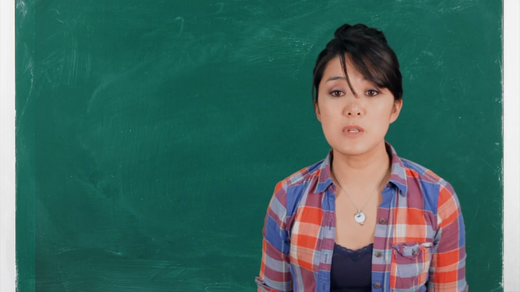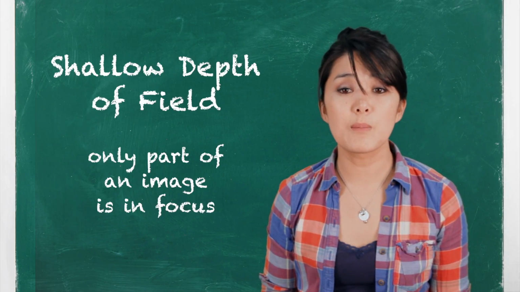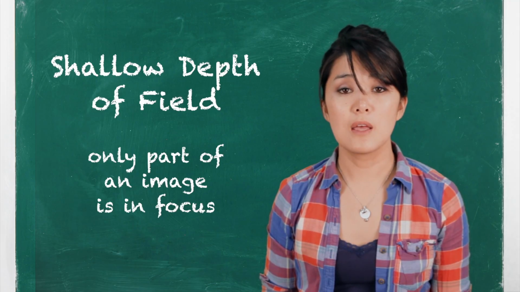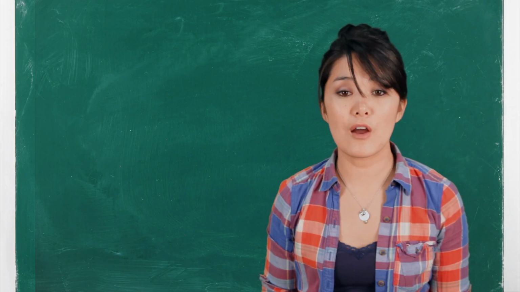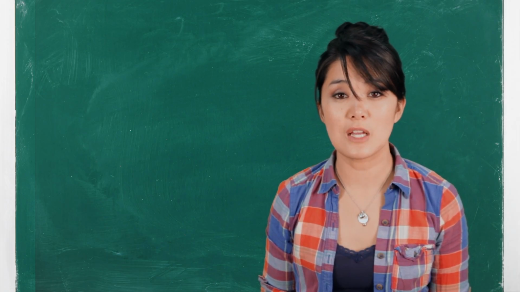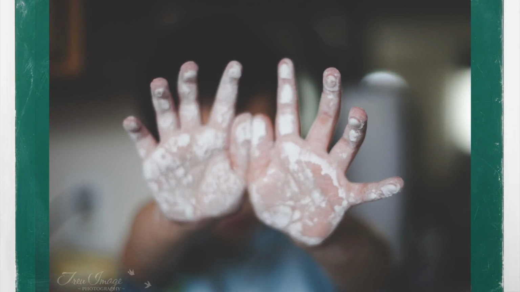When only part of an image is in focus, we call this having a shallow depth of field. This is done by adjusting a setting on your camera. Now, we won't talk too much about settings in this course, but if you're interested, keep an eye out for the Shooting in Manual course for elementary age students on the PhotoFinch website. Let's look at some more examples.